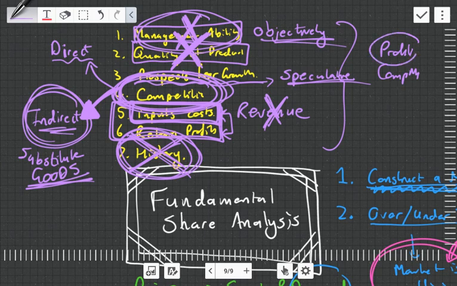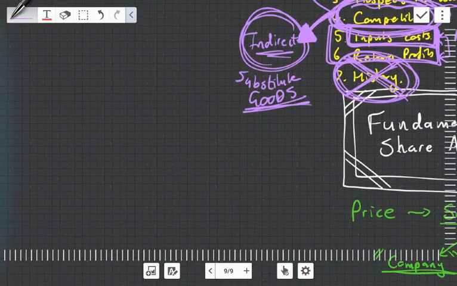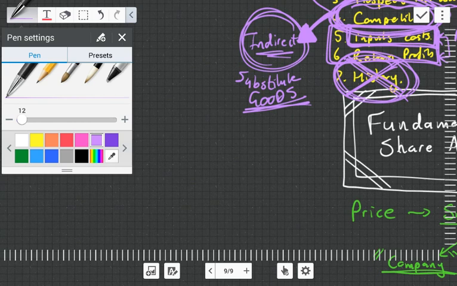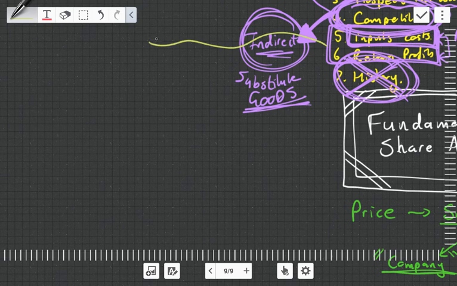Okay, so now how do we determine profits and input costs and all these types of things? Well, this is when we put on our accounting hats and we go look at the company's financial reports. Okay, so the financial accounting and accounting ratios. Let's write it here, financial reports.